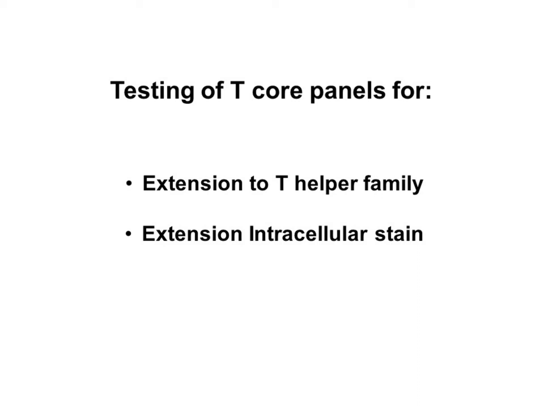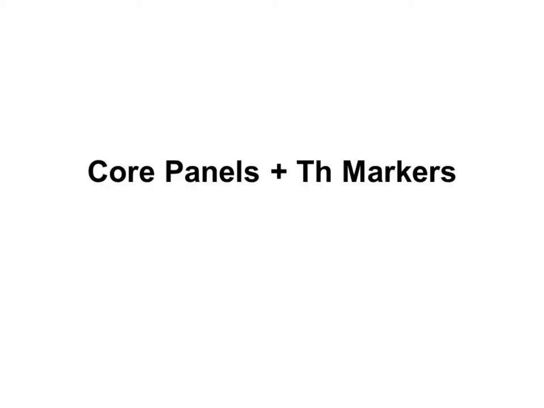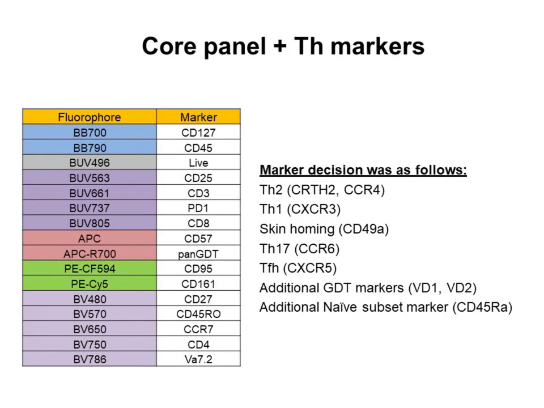This is what we're going to show you now. So we start with the core panels plus the T helper markers. These are the markers on the left side. This is the core panel, and you see on the right side some of the markers we have added to this core panel in order to achieve the detection of some of the subsets as shown in the slide.